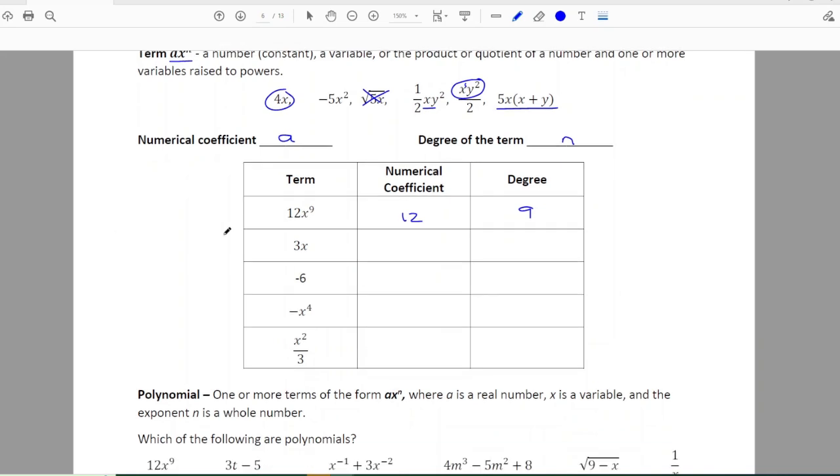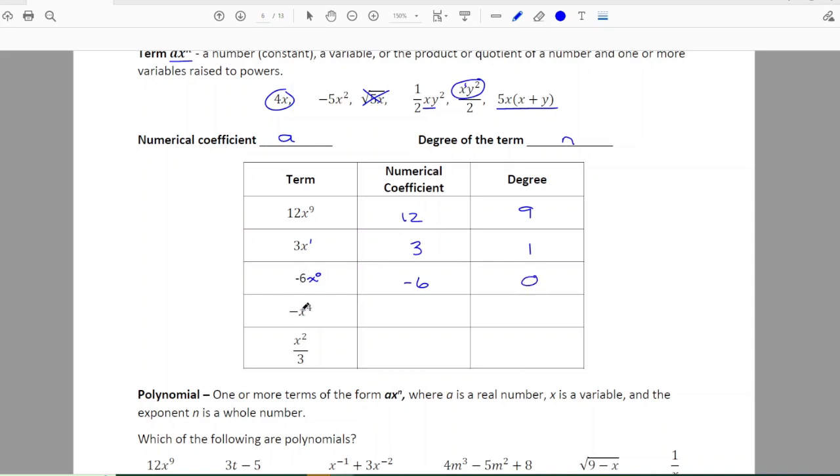So if you have 3x, the numerical coefficient is 3. What's the degree? Well, the degree is the exponent on the variable. If there isn't one written there, it's a 1. What about this guy? This is a constant term, meaning that there is no variable to change it. There's no letter. The numerical coefficient we will say is -6, but then what's the exponent on the variable? Well, there is no variable. And if there is no variable, that means it's 1, which means the exponent must have been a 0.